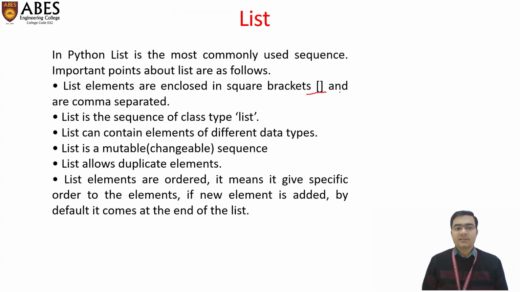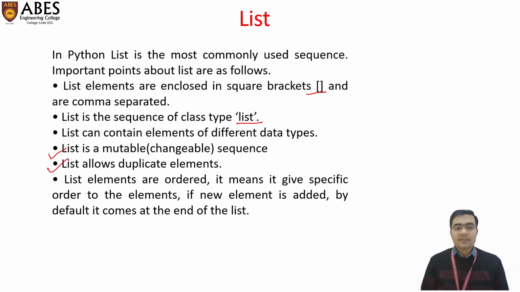The second point is this: list is the sequence of class type list. So if you wish to declare any list, then you can use the class type list. This is the class type. List can contain elements of different data types. As I told you earlier, the most important point about the list is that list is a mutable sequence. Means if you have declared any list, then in the meanwhile you can also update any element in the list.